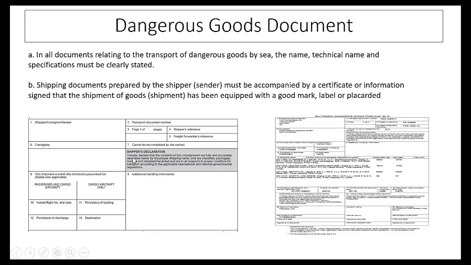when the shipper declares, I hereby declare that the contents of this consignment are fully and accurately described below by the proper shipping name and are classified, packaged, marked, labeled, placarded, and are in all respects in proper condition for transport according to the applicable international and national governmental regulation. So this means that the shipment has been marked and labeled or placarded properly. So this is the column written the legal aspect of the shipper.